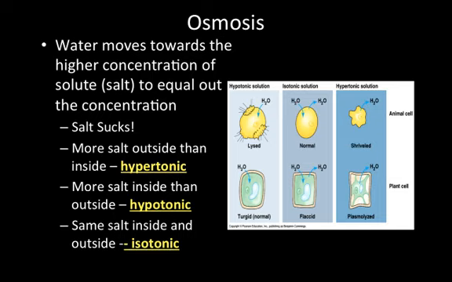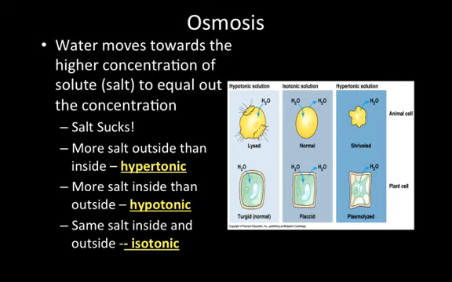If we have more salt on the inside than the outside, we have a hypotonic solution. More salt on the inside than the outside means that water moves into the cell. And the same salt on the inside and the outside is isotonic. That doesn't mean that the water doesn't move, but it means that it moves at the same rate. And that's what provides a normal, healthy cell. In a hypertonic solution, the cell tends to shrivel because water leaves it. In hypotonic, the cell seems to get too large because water wants to move into it.